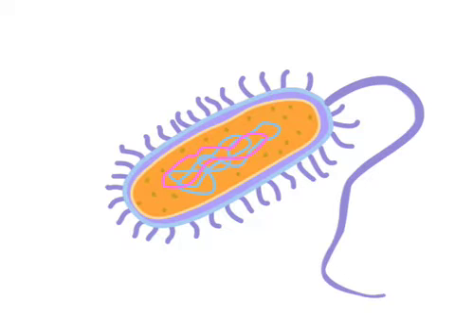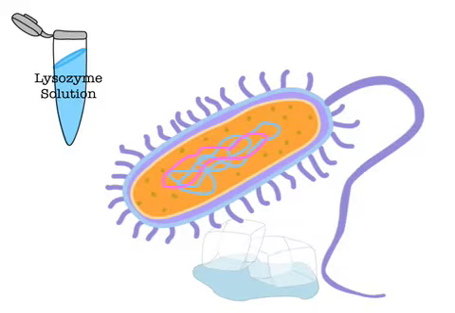Next, you need to open the bacteria to get the fluorescent proteins inside using lysozyme and dry ice. Lysozyme is used to break open cell walls and is found in many things like egg whites and saliva.